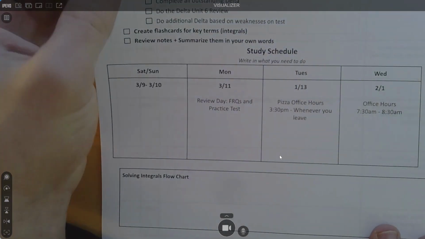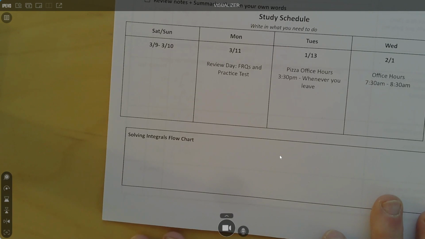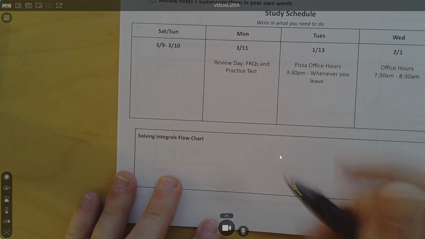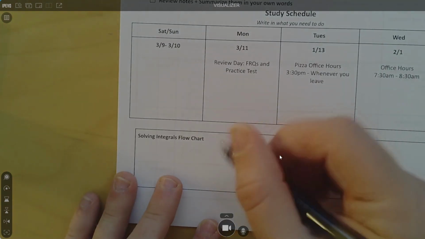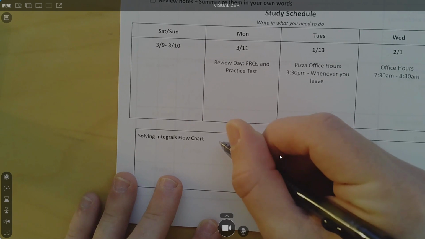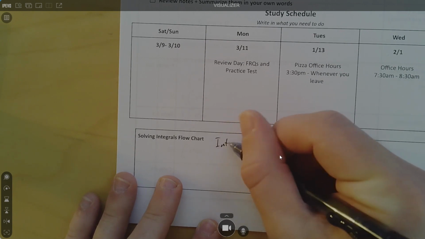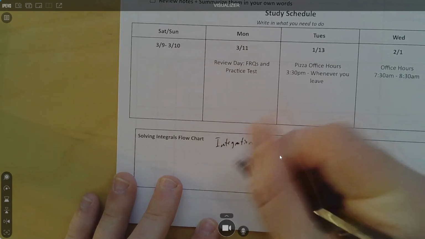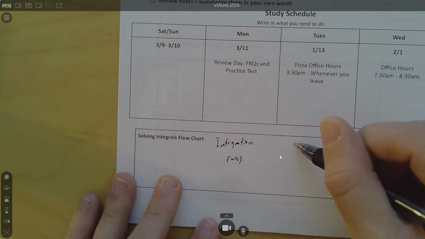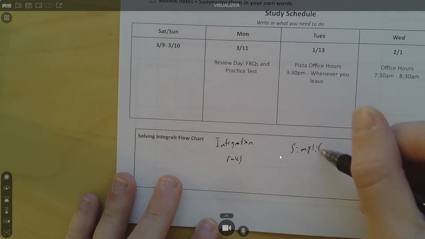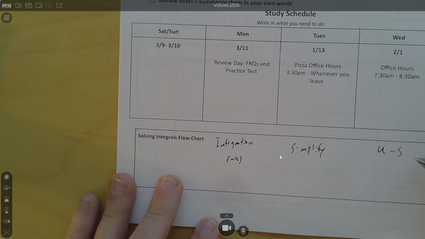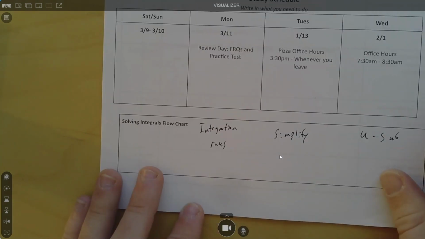Solving integrals flowchart. What I wanted to cover here is, how do you solve an integral? I think there's three things you want to look for. You can just do it with integration rules, you can simplify, or you can do u sub. And so it's a question of when do you do which one?